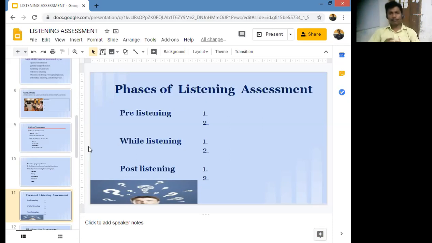Just finding the inferences of our listening assessment, we must find some more keys for the post-listening session too. That we must have the questionnaire, we must have the data, we must have the rubric sheet to assess or to measure the assessment of our learners.